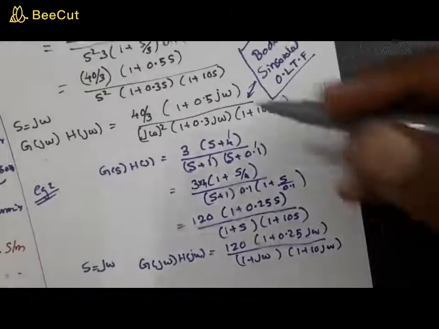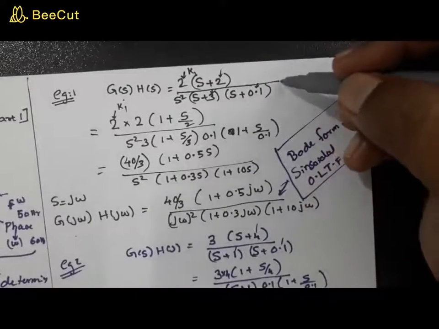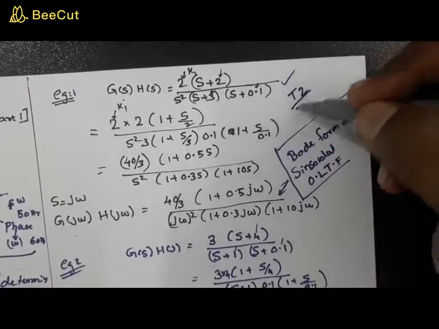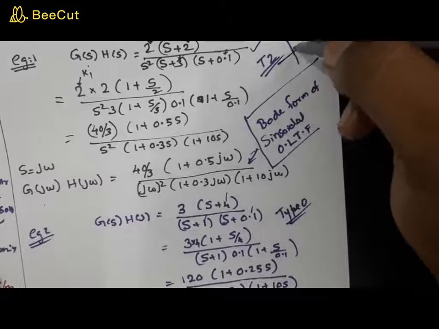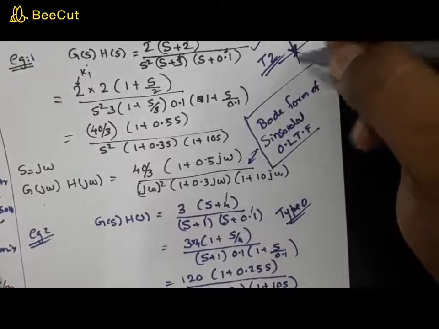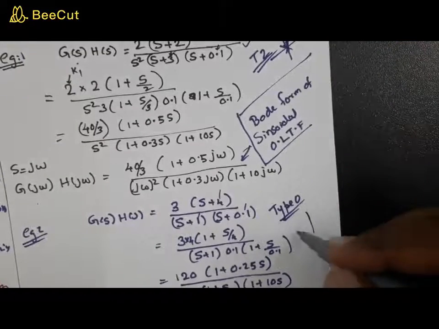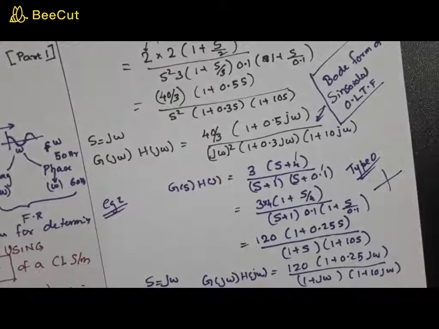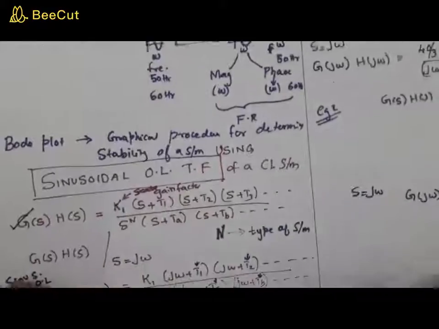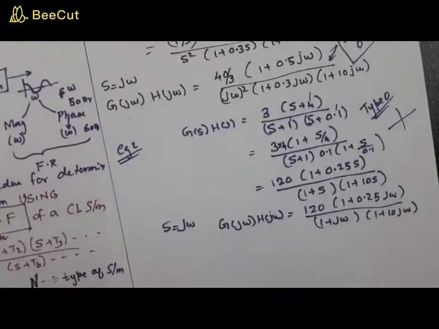So what's the difference between these two transfer functions? This is a type 2 system. This is a type 0 system. What's the meaning of that? This is having two poles residing at the origin. This is having no poles at the origin. Okay, hope you understood how to get the sinusoidal open loop transfer function in Bode form.